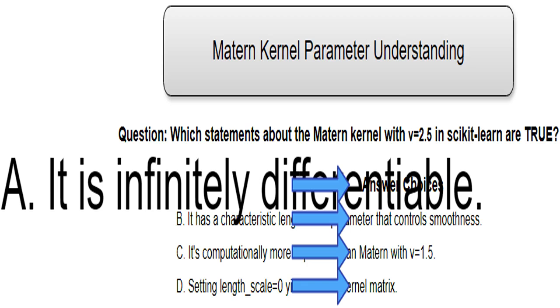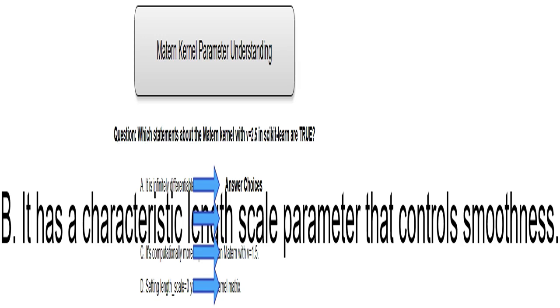This statement is incorrect. A Matern kernel with nu equals 2.5 is twice differentiable, not infinitely so. Only when nu approaches infinity does the Matern kernel become infinitely differentiable, approaching a Gaussian kernel. Think of it like this: a higher nu means a smoother function. An infinitely differentiable function is super smooth. This is correct.